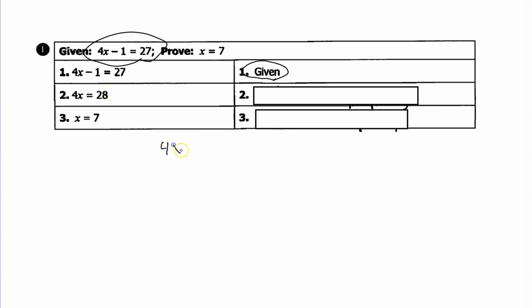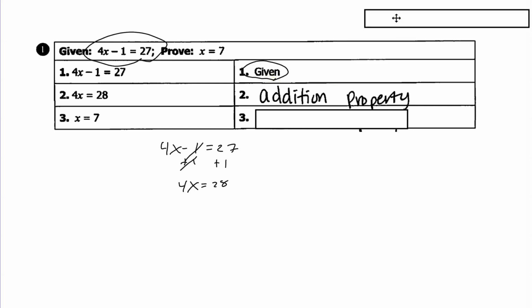Well, we know that if we go 4x minus 1 equals 27, and we add 1 to both sides, these cancel out, giving us 4x equals 28. Everyone should be agreeing with that. That has a name. That name is the addition property, right? We added something to one side.